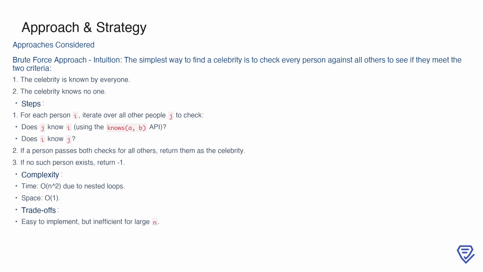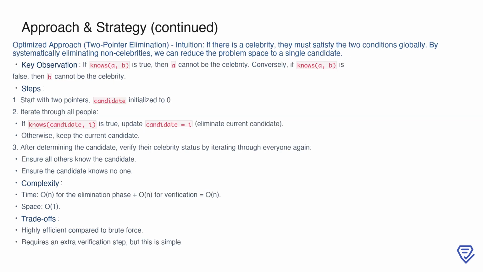This approach is simple to implement, but its major drawback lies in its inefficiency. Because of the nested loops, the time complexity is n squared. On the positive side, it uses constant space, but for large input sizes, it becomes impractical due to its high computational cost. A more efficient way to solve this problem is the optimized approach using two-pointer elimination.